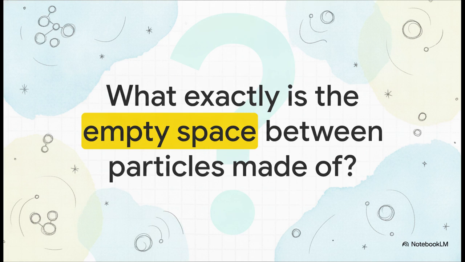But before we wrap up this explainer, I want to leave you with one final, kind of profound thought to ponder. We just learned that solids, liquids, and gases are all made of discrete, moving particles with spaces between them. So, if absolutely everything physical in the universe is made of these moving particles of matter, what exactly is all that empty space between them made of? Think about that for a while.